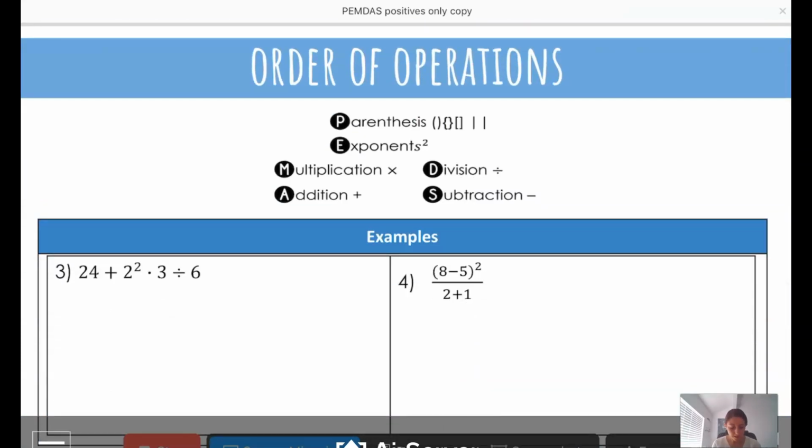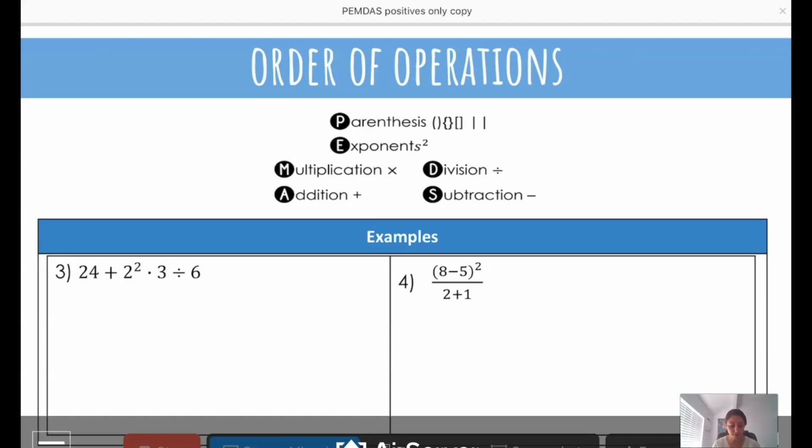Let's look at 2 more examples before you try it on your own. Number 3 says 24 plus 2 to the power of 2, or 2 squared, times 3 divided by 6. So let's go through our order of operations. Are there parentheses or grouping symbols? No. So let's move on.